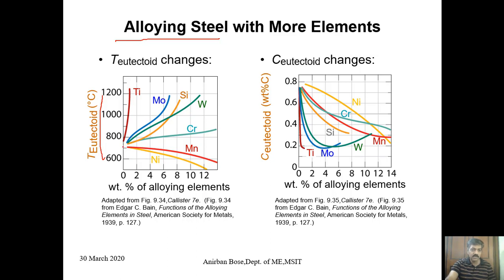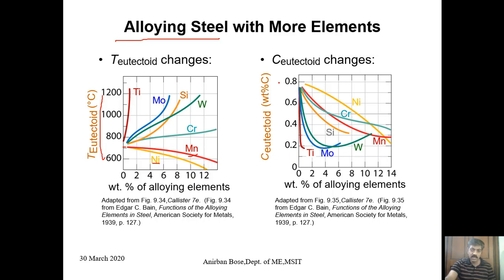So here you can see, if you add titanium, molybdenum, or silicon, or tungsten, you see that with the increase of the alloying element, gradually the eutectoid temperature is increasing, or even it can increase up to more than 1000 degrees centigrade for a large fraction of these alloying elements. But in case of nickel or manganese, you can see the eutectoid temperature is decreasing. So this is one observation.